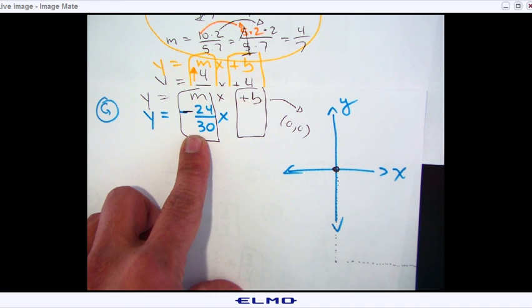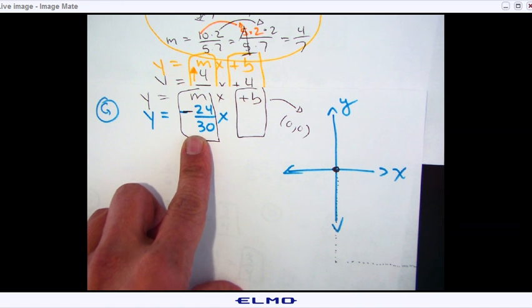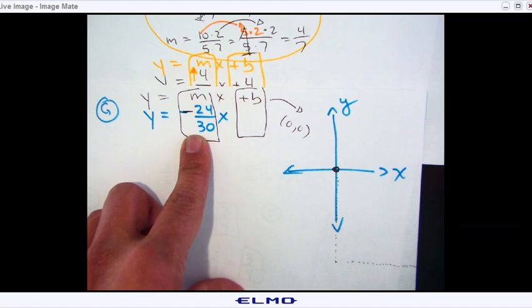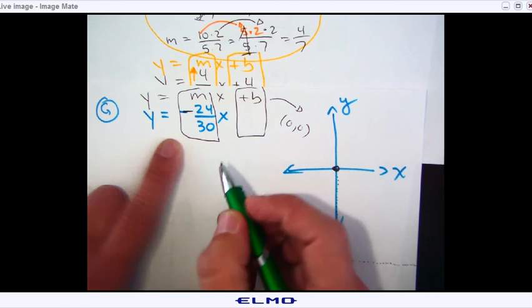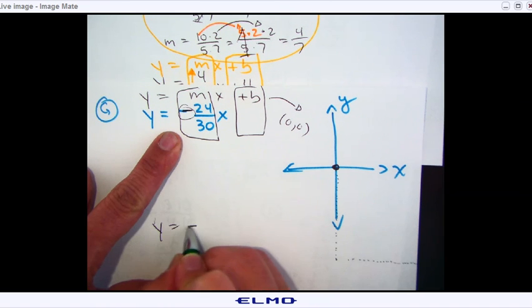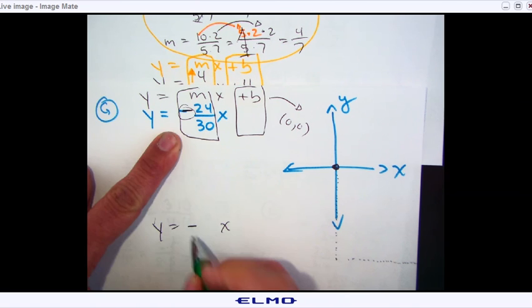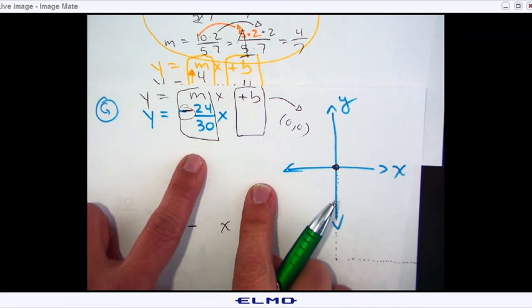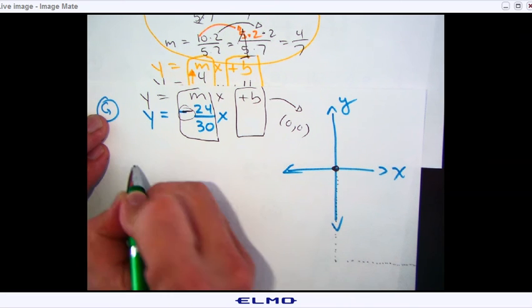So let's find another equation where it'll be the same, but we're going to simplify it. So let's go ahead and remember that it's going to be a negative. So I'm going to put a negative x, all right? So let's go ahead and simplify 24 over 30.